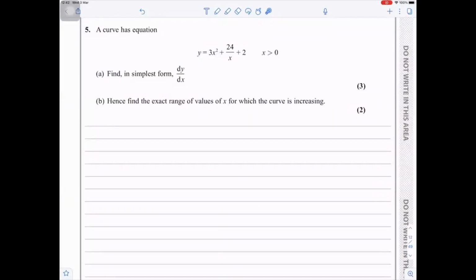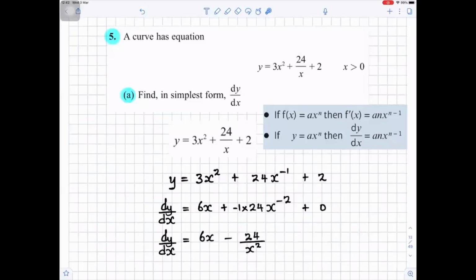Question number 5, a curve has equation. Find in its simplest form dy over dx. So to find differentiation, we're using this formula there on the right-hand side. When you differentiate, you multiply by the power and subtract 1 from the power. So for 3x squared, we multiply by 2, so 2 times 3 gives you 6. And subtract 1 from 2, which gives you 1, so 6x.